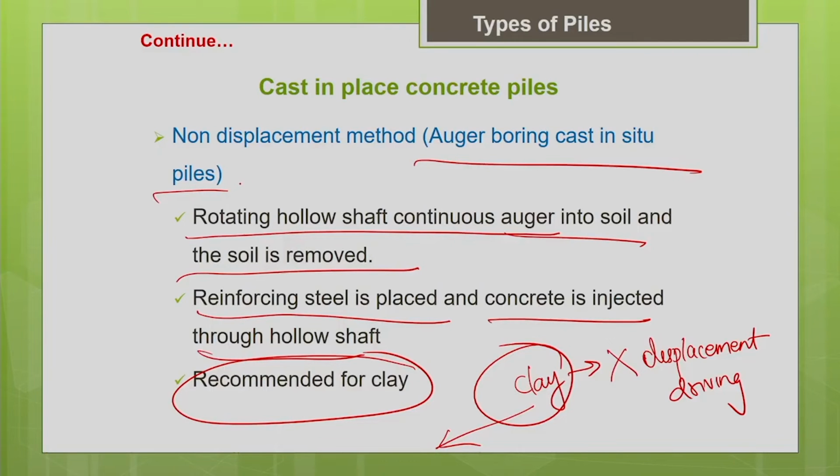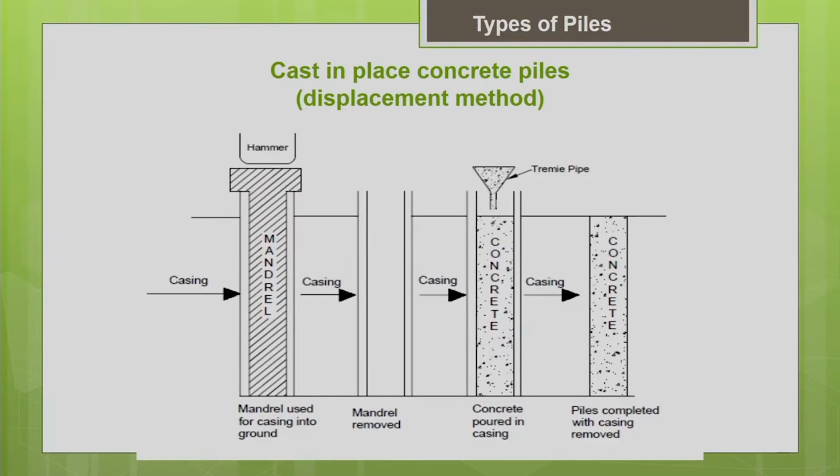Okay. So, followed by that, you can see how the reinforcement caging is placed with the help of the crane. Okay. So, after the reinforcement caging is placed, you can see how the concreting is done with the help of tremie pipe. Okay. So, this is how the bored cast in place concrete piles is done. Next is, we are going to discuss about the cast in place concrete piles using displacement method.